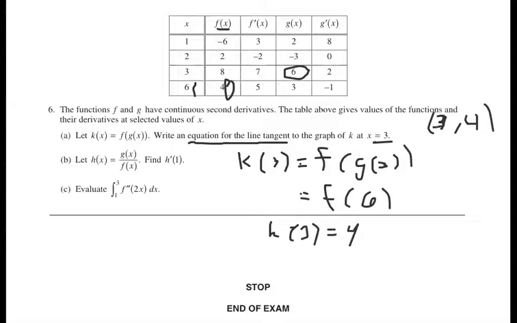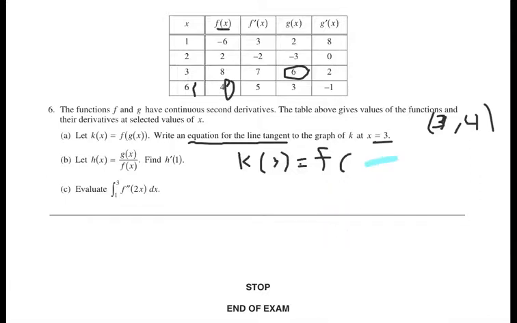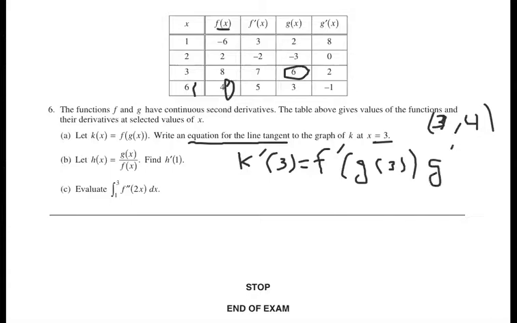Then I need to find the slope of k at 3, and the slope is the derivative. So when I do the derivative, this is a chain rule. So I want k prime of 3. And when you do chain rule, you start with the outside part and do the derivative of the outside, keep the inside the same. So that says f prime of g of 3, and then derivative of the inside, which is g prime, and I need that at 3.